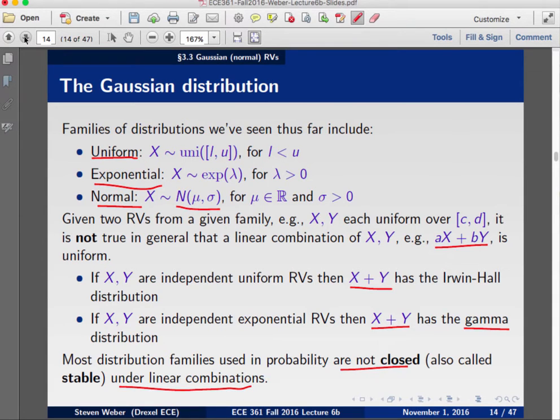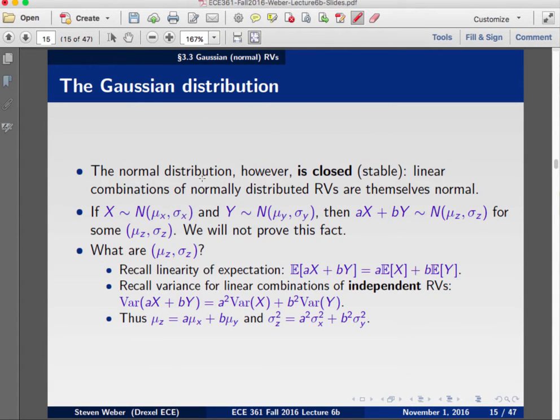So all this is leading up to the claim that the normal family of distributions is closed, also called stable. Again, what does this mean? It says if I take two normally distributed random variables and form a linear combination of them, I yield a new random variable which happens to also be normal. So, using symbols, suppose x is normal with parameters mu sub x and sigma sub x, and y is normal with parameters mu sub y and sigma sub y. Suppose x and y are independent.